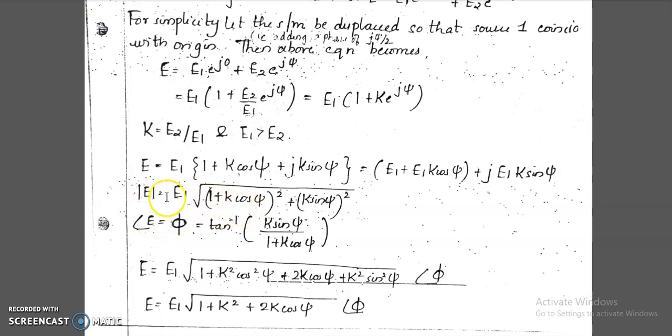And in this magnitude term, (1 plus k cos psi) the whole square is equivalent to (a plus b) the whole square. So you can expand this equation. So you will get an equation like this one. From this equation, if you consider the second term and fourth term, from that you can take k square outside. So you will get cos square psi plus sin square psi, that is 1. So the equation is reduced like this. Okay, that's all. Thank you.